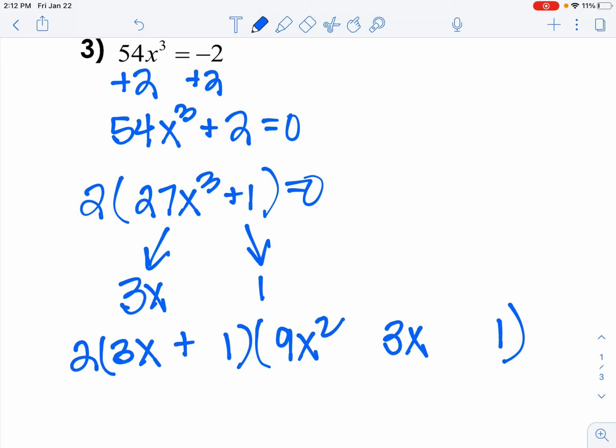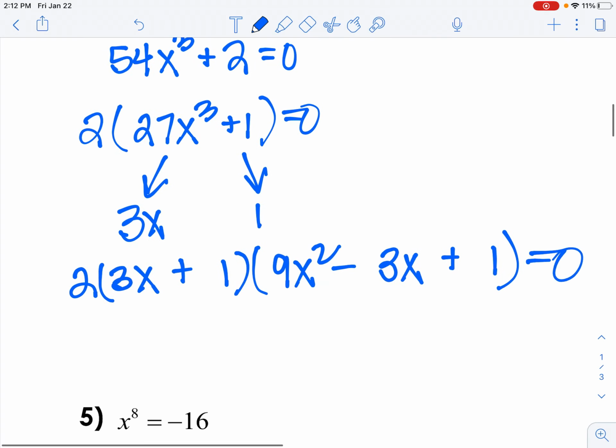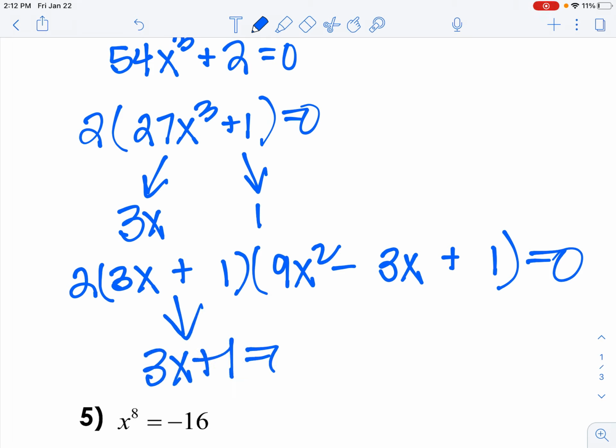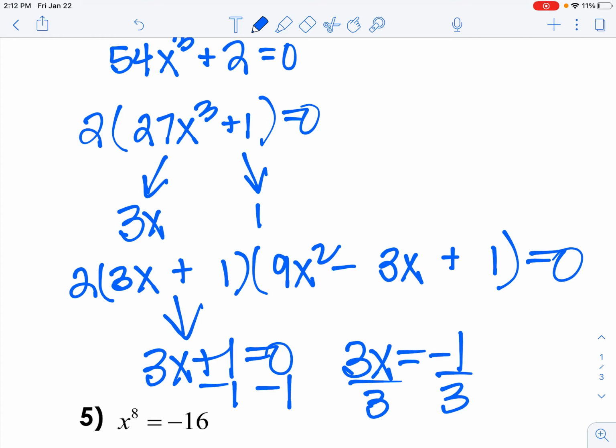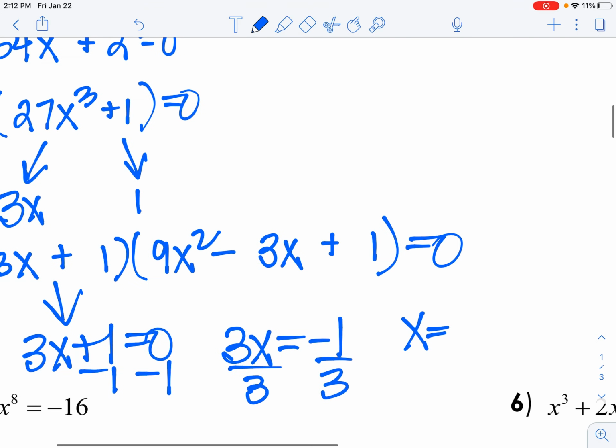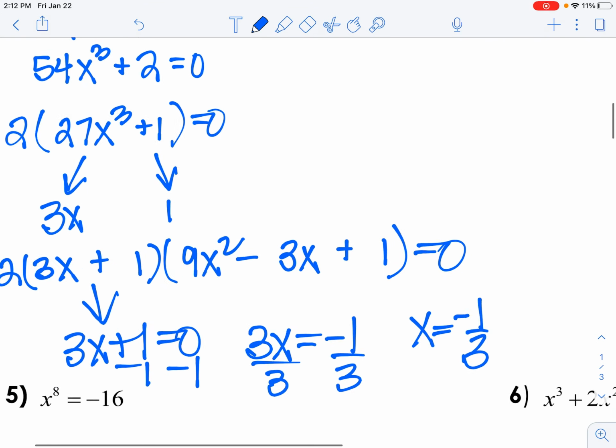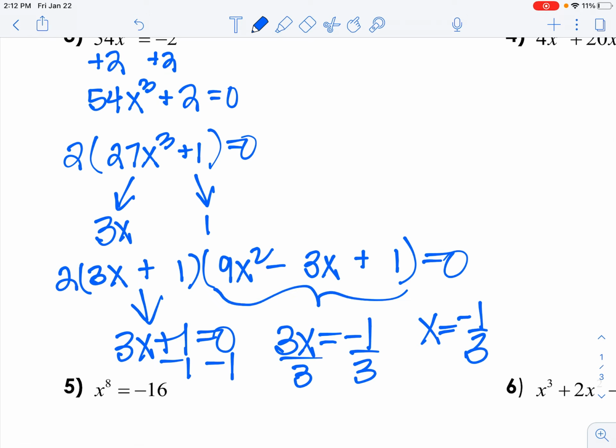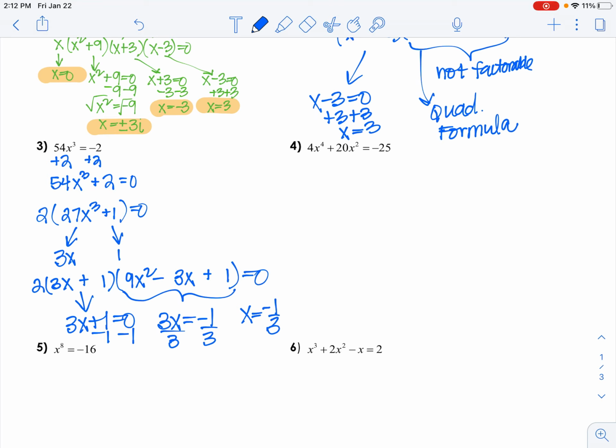Same, opposite, always positive. So just like that last one, the only one I can solve here is this 3x plus 1. If I subtract 1, I get 3x is negative 1. So x is negative 1/3. Okay, this guy would be a quadratic formula question. We'll do that at a later date. So the only one we can find right now is that x equals negative 1/3.